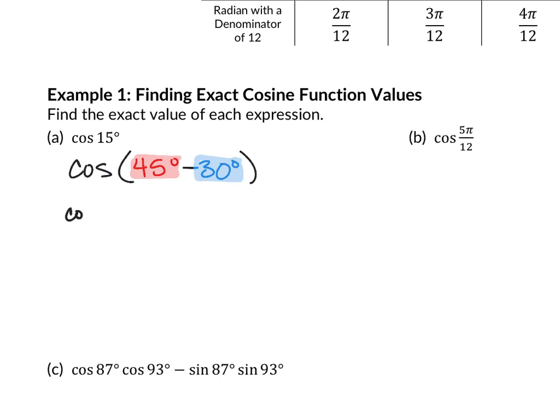This would become cosine of 45 degrees, cosine of 30 degrees, plus the sine of 45 degrees times the sine of 30 degrees. I'll highlight because I feel like that might be helpful. Here are your first angles. Here are your second angles. See, I've just filled in the formula. Now we're doing this to make values that around the unit circle we know the answer to. What is the cosine of 45 degrees?